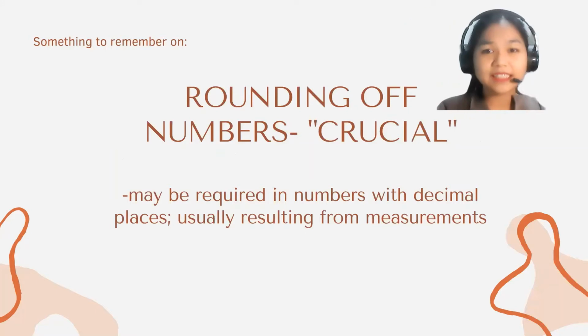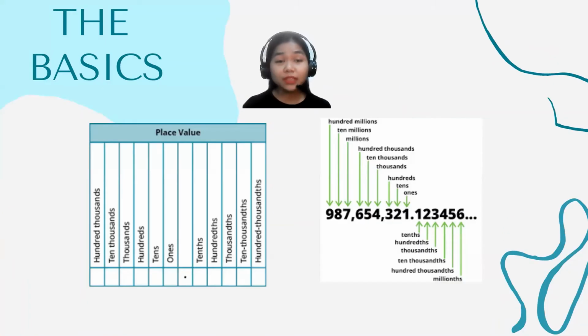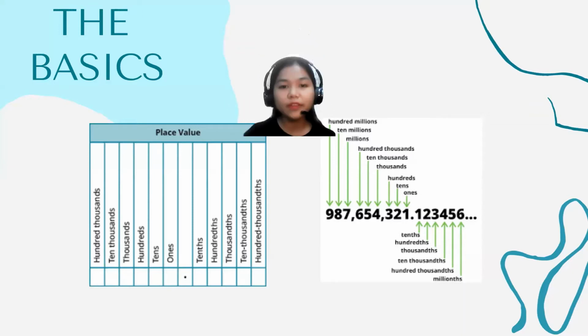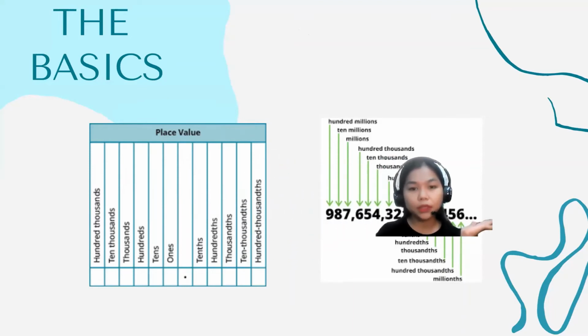And in statistics, it's very crucial to know the rules of rounding off numbers because most of the problem sets in statistics, of course, result from measurements. And this rounding of numbers is very essential, especially if there are decimal places. And talking about decimal values, we really need to have a recap about your basics. So we have here a working definition of the place values and an example.